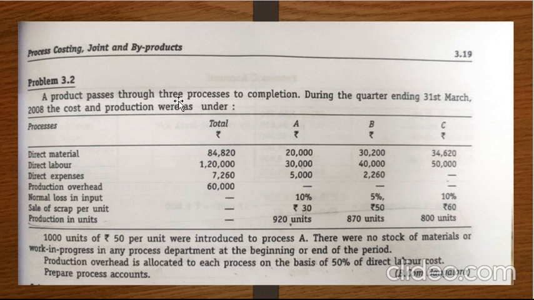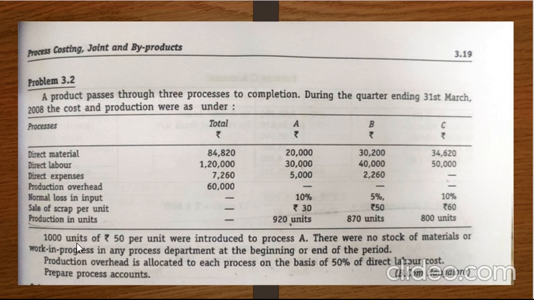So here a product passes through three processes to complete during the quarter ending 31st March 2008. The cost and productions were as under. So here they have given a total column and the processes A, B and C. Now direct materials, direct labor, direct expenses, production overhead, normal loss in input, sale of scrap per unit, production in units. And they have given the total, A's expense, B's as well as C's.